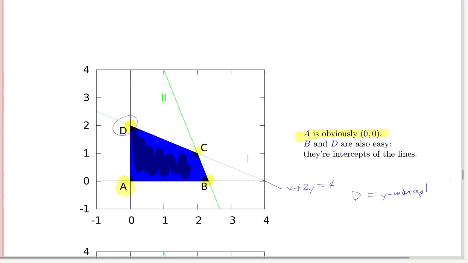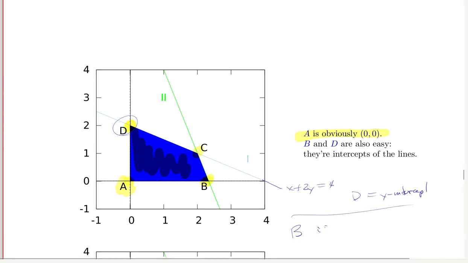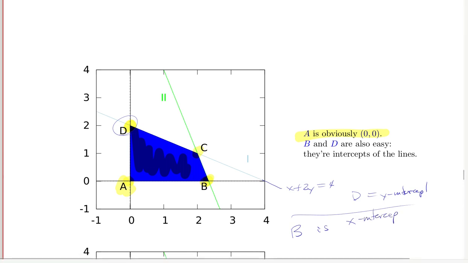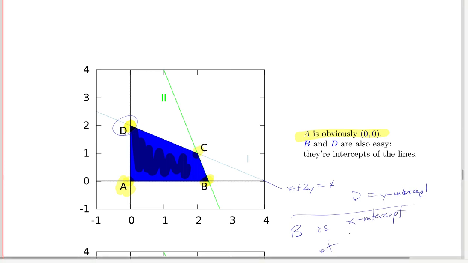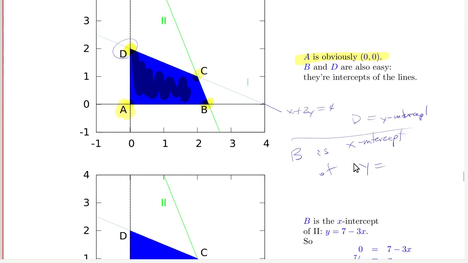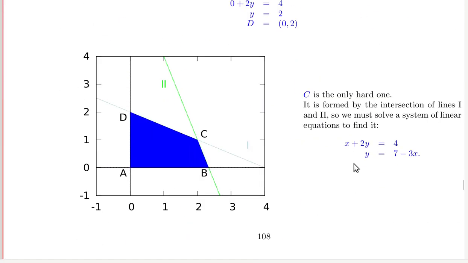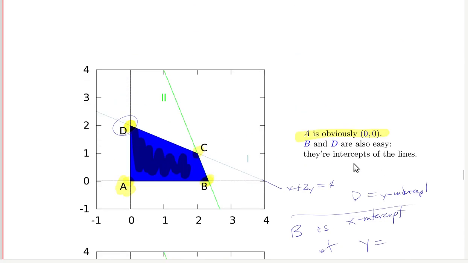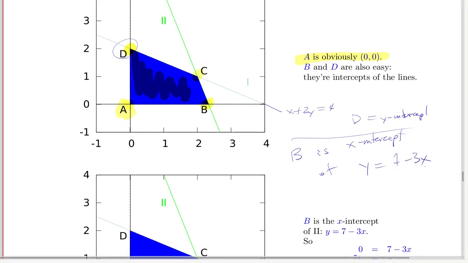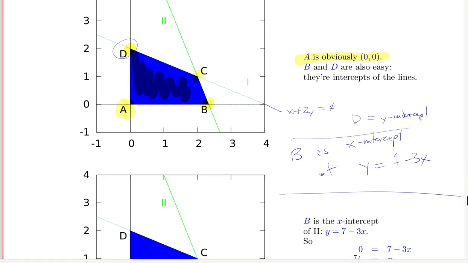So that's pretty easy to figure out. And in a similar way, B is the x-intercept of the other line. Oh, what was the other line? It was y equals, I forgot already. What was it? 7 minus 3x. Okay. Where did I go? I'm lost. Okay, there we go. Y equals 7 minus 3x. Okay, so those are pretty easy to get because of the intercepts.